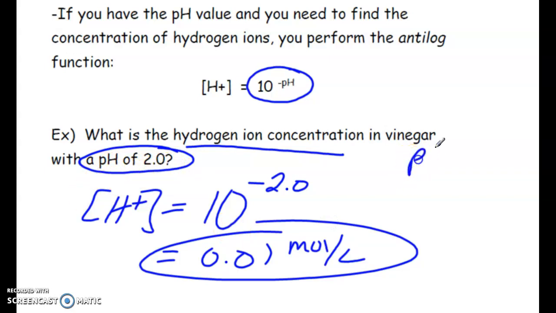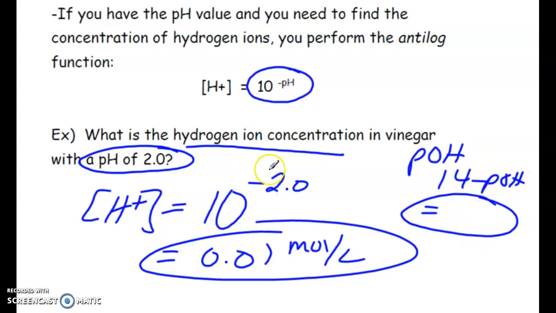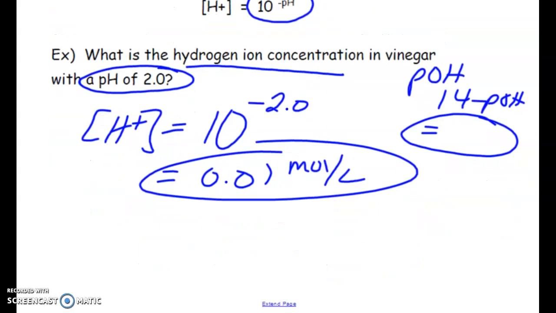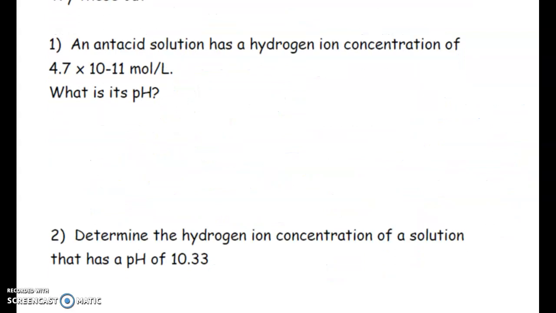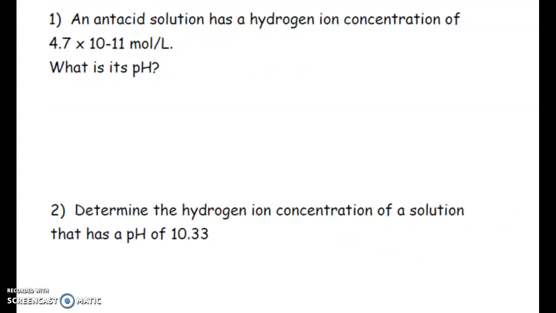Now, if they give you the pOH, you would have to solve for pH first, and then use that answer to determine the hydrogen ion concentration. So try these 2 out. Obviously, these are very simple. We just want to get you the hang of doing the calculations. When you go to do your worksheet, you'll notice that they start off simple and then go to more complex. So press pause, give these a try, and then we'll see how you do.